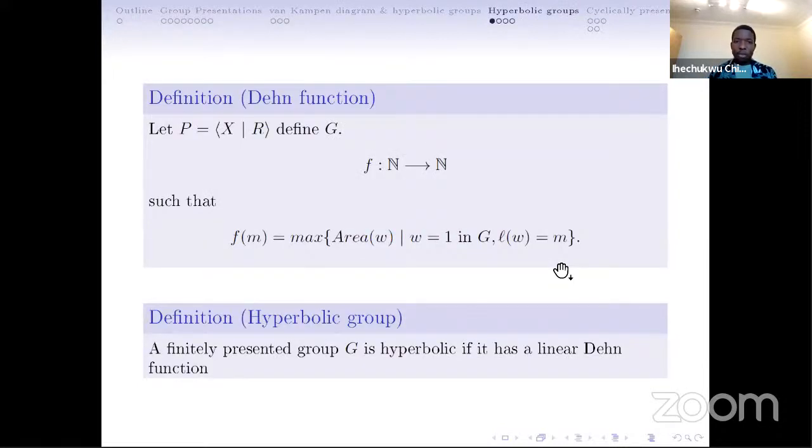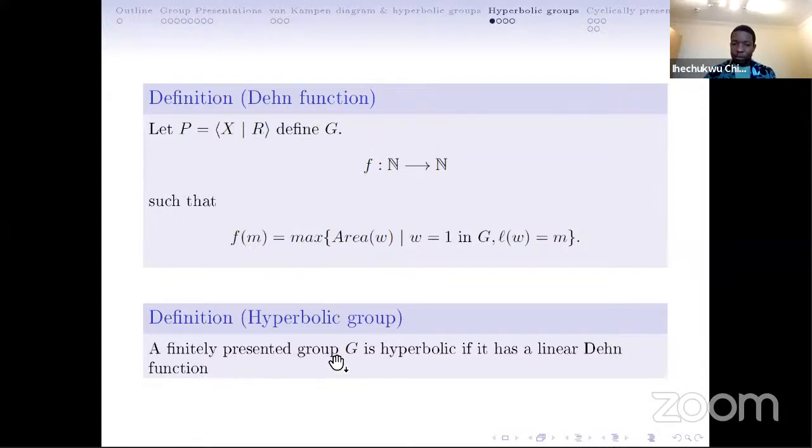Okay, so the Dehn function, therefore, is a map from the natural numbers to the natural numbers. What does it do? It looks at your free group on X and takes all the words of length M in the free group that are equal to the identity in your group. So it goes to the free group, takes all the words of length M that are trivial in the group, and then computes the area. The minimum such area, the maximum of such area is the image of M. This function is called a Dehn function.